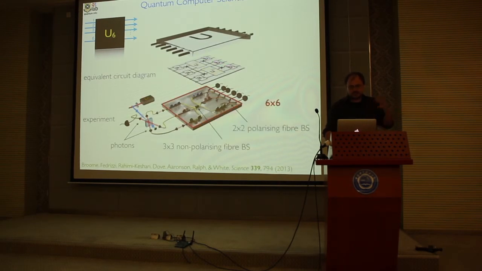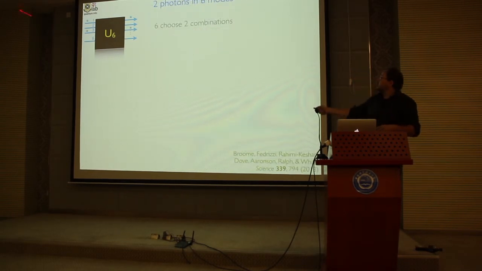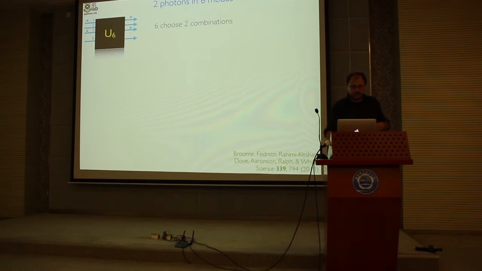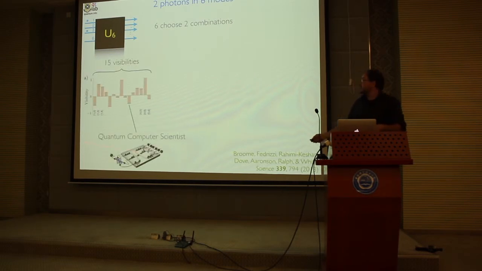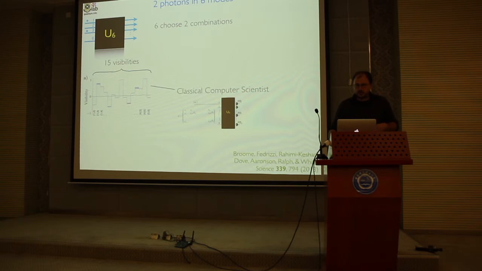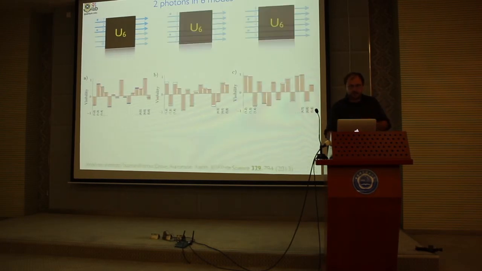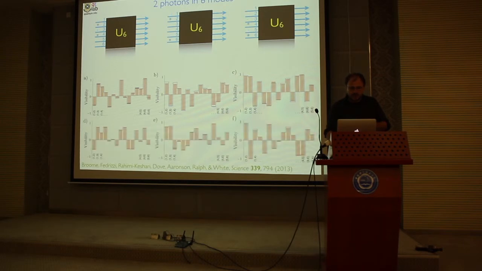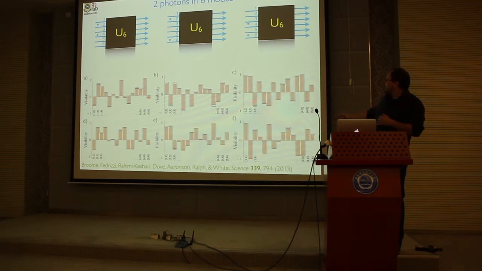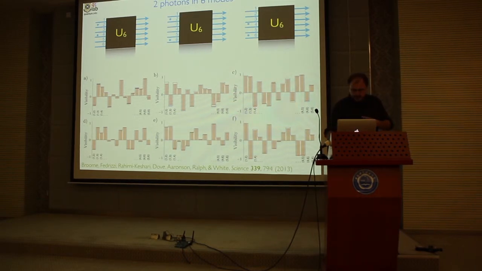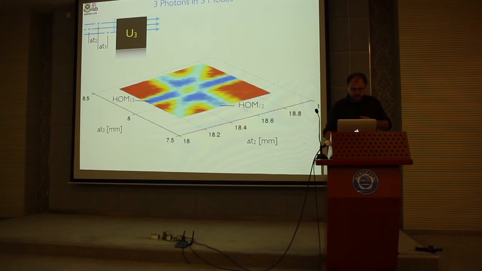But suffice to say, we found a nice way of doing a 6x6 unitary. If you're going to send two photons into that, there's 15 different ways you can do that. A quantum computer scientist would measure them, a classical computer scientist would also predict them, and these blue things here are uncertainties, because remember they've done a measurement as well, and we went through and did all possible combinations of that, finding that they did overlap, they're roughly the same. And then we went to three photons, I'll skip this.